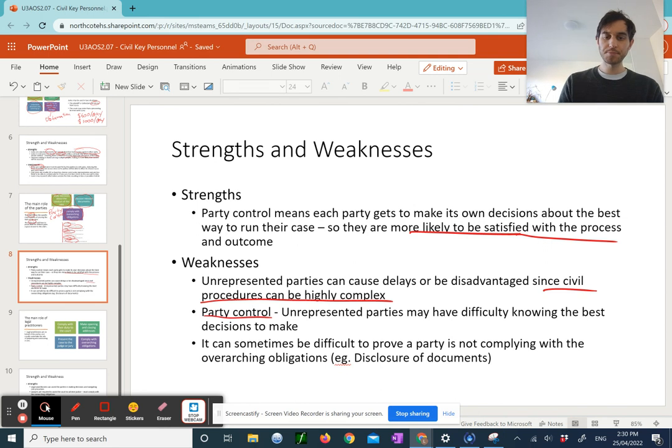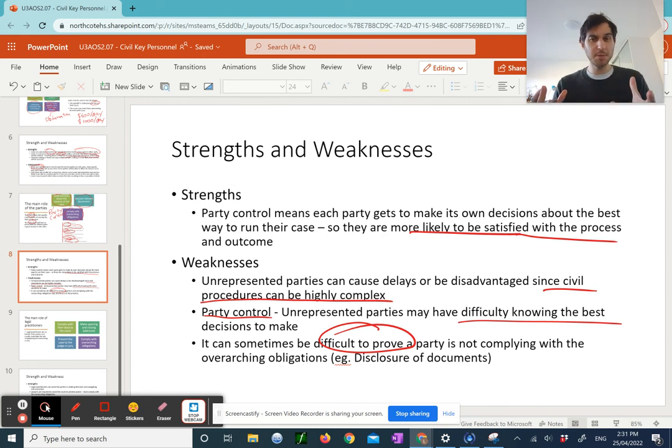And on top of that, even though they've got control over the decisions that they're allowed to make, they might have difficulty knowing what the best decisions are, because if they're not a lawyer, they may not have the knowledge they need. And even though they have these overarching obligations that they have to follow, it can sometimes be really difficult to prove if they're not following those obligations. For example, if they're trying to hide documents, they're not turning over all of the evidence to the other side, that can sometimes be really hard to know. Right? How do you know if they're not turning over relevant documents? You don't know what you don't know.